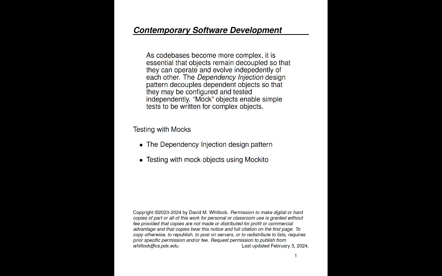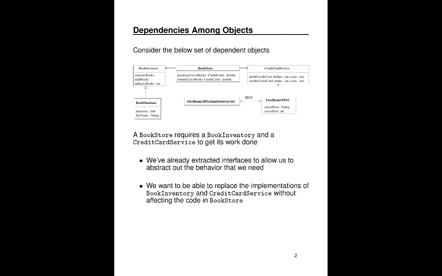So in this screencast, we're going to talk about two topics related to testing with mock objects. First, we'll get an introduction to the dependency injection design pattern, and then we'll talk about the Mockito library, which provides a fluent API for creating and working with mock objects. To begin with, let's talk about objects and how they depend on each other.